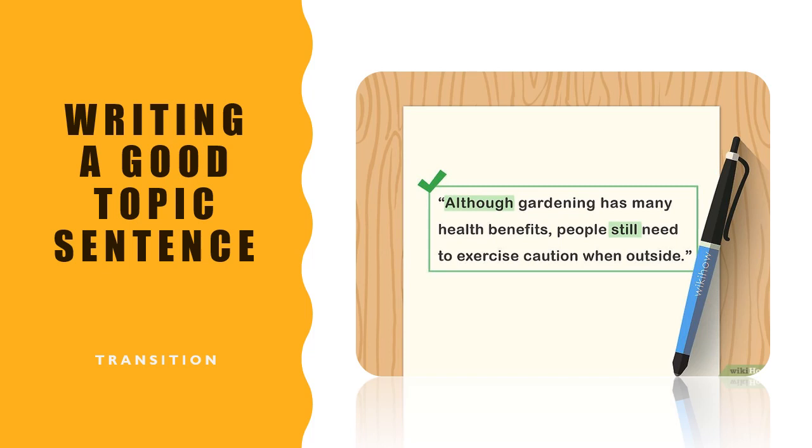Although gardening has many health benefits, people still need to exercise caution when outside. This topic sentence establishes the connection to the main idea of the previous paragraph, which is on the health benefits of gardening, and points to the direction of the new paragraph, which is things to be cautious of.